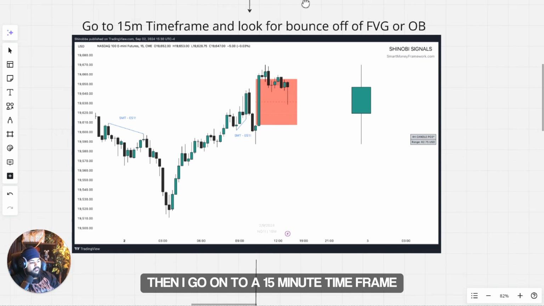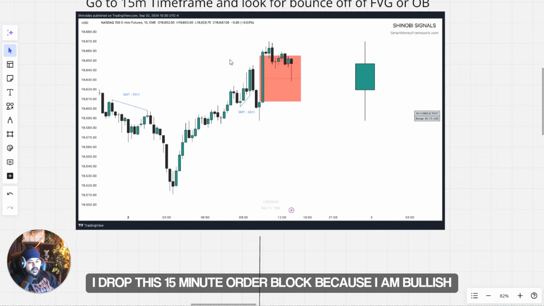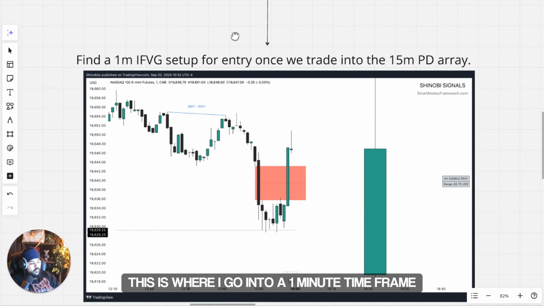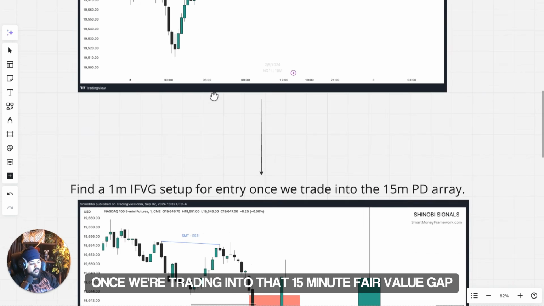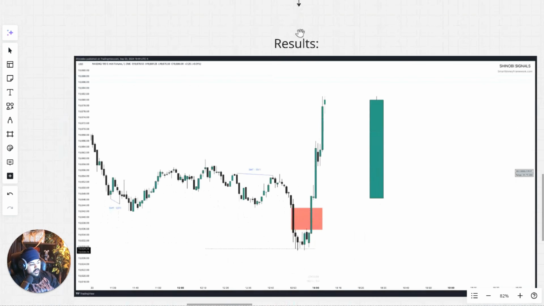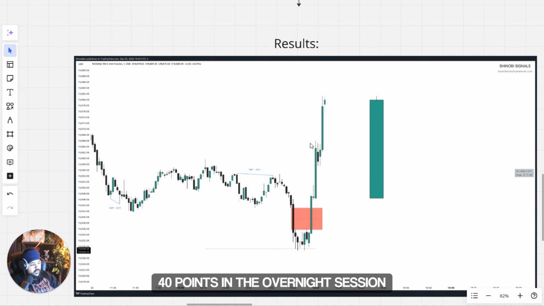Then I go on to a 15-minute time frame and I look for a bounce off of a fair value gap or order block on the 15-minute time frame. I draw out this 15-minute order block because I am bullish. And then from there, this is where I go into a 1-minute time frame and I look for a 1-minute fair value gap setup once we're trading into that 15-minute fair value gap. We had swept the previous low. We have an inverse fair value gap. This would be my entry. And you could see that entry would have netted you 40 points in the overnight session.